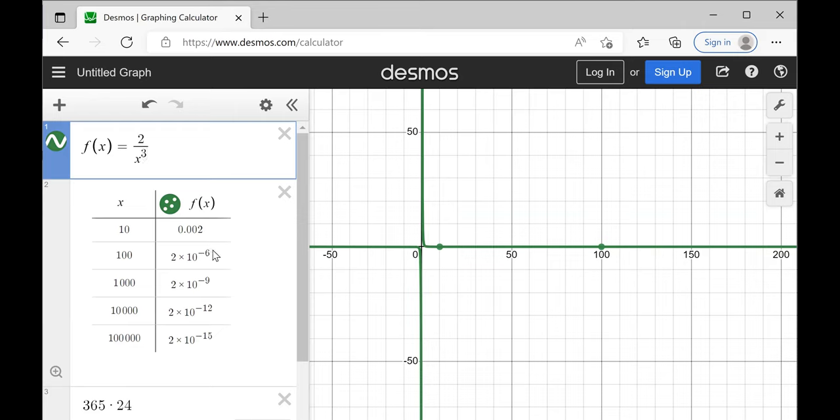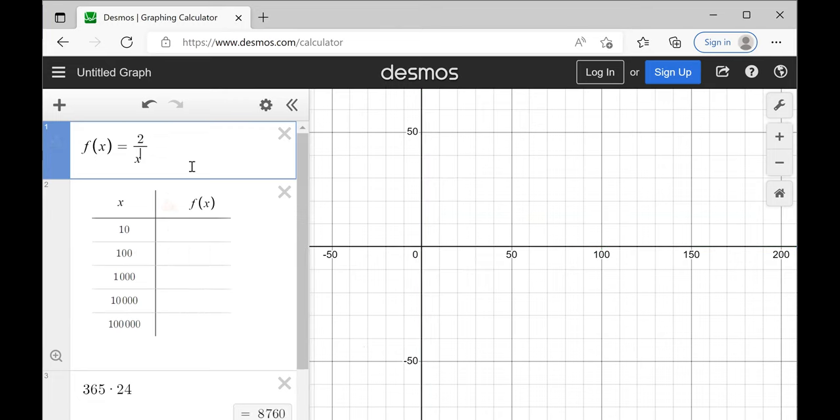Remember that a negative exponent is scientific notation. It's telling you to move the decimal place to the left. So 2 × 10⁻⁹ is 0.000000002. It's very close to 0.